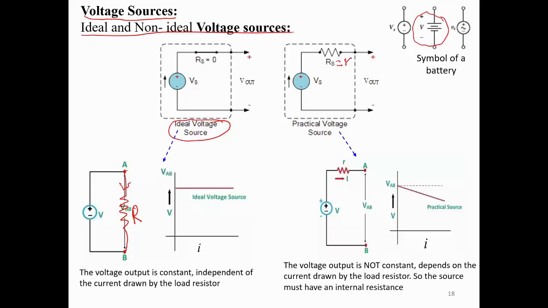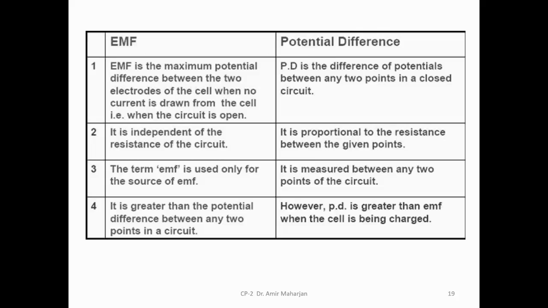Because of this internal resistance, the voltage across the battery actually decreases with an increase of current. If you try to draw more current, you're not going to get the battery voltage that you expect. So it will decrease linearly like this, right? And that's because of this internal resistance. This is called a non-ideal or practical voltage source. This one is the ideal one. So here's the main difference between EMF and potential difference. EMF is the maximum, constant potential difference across the battery, which you can get. The potential difference is the difference of electric potential between any 2 points in a closed circuit, right? It is independent of the resistance of the circuit.